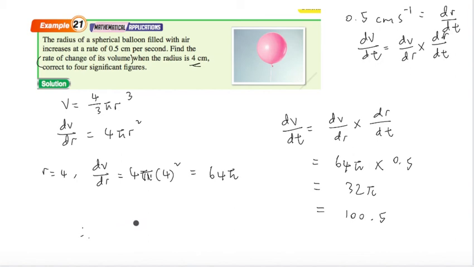Therefore, the rate of change of volume when the radius r equals 4 is 100.5 per second. Or dV dt equals 100.5, because this is volume per second. Okay, done.